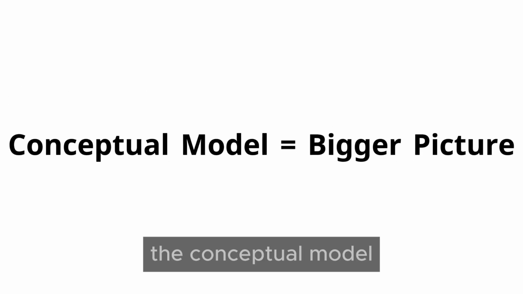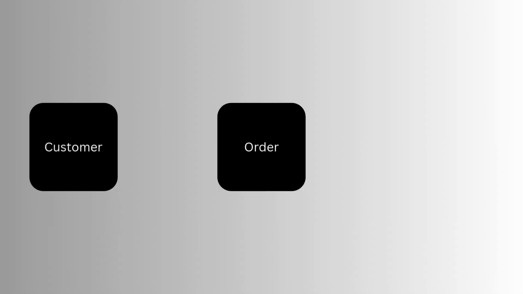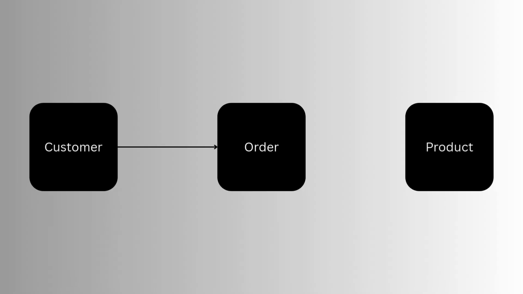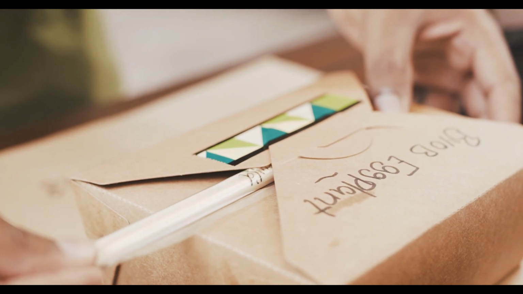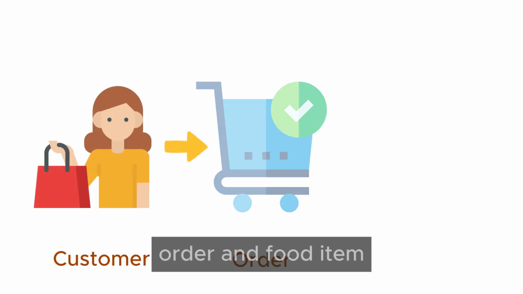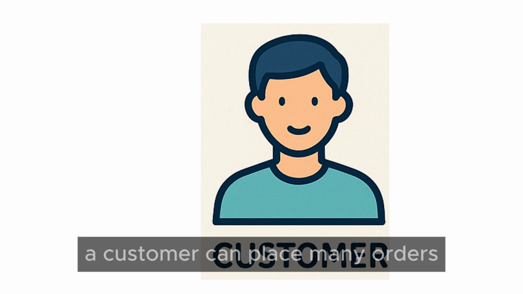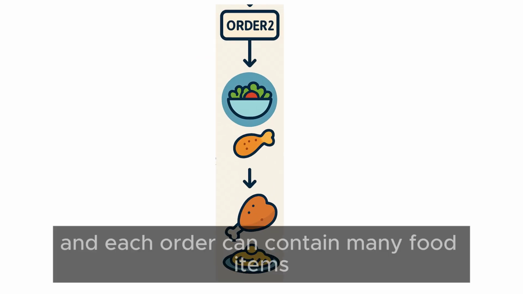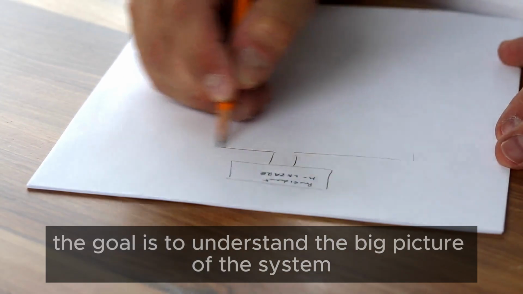The conceptual model is the simplest stage of database design. It focuses on identifying the main entities in a system and showing how they relate to one another, without going into technical details such as keys or data types. For example, in a food ordering system, the main entities are customer, order, and food item. The relationships are straightforward. A customer can place many orders, and each order can contain many food items. At this stage, the goal is to understand the big picture of the system.